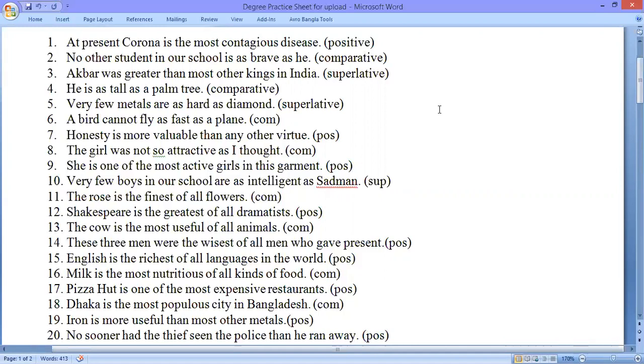Today, we'll practice some degrees. In the last class, we learned some rules from degree. Today, we'll apply them in the exercises that we are going to do.